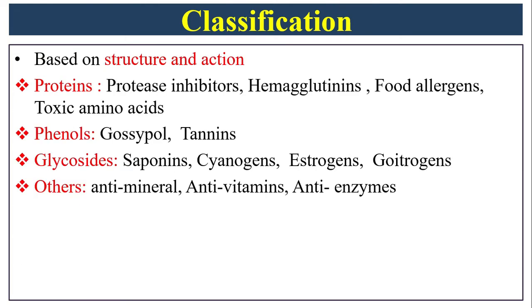Next, classification based on structure and action. Proteins: protease inhibitors, heme agglutinins, food allergens, toxic amino acids, phenols, gossypol, and tannins. Glycosides: saponins, cyanogens, estrogens, and goitrogens. Others: anti-minerals, anti-vitamins, and anti-enzymes. That is all about the structure and action classification.